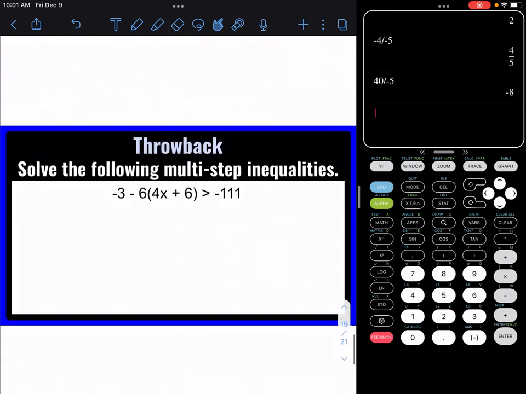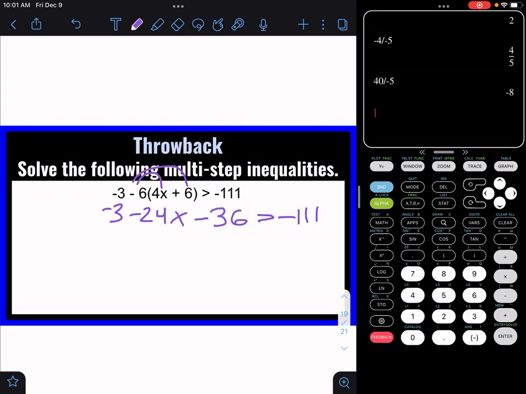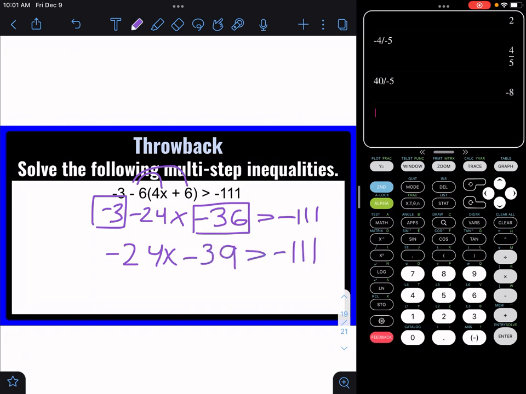Let's just look at a little throwback. Let's solve this multi-step inequality. Let's make sure we remember how to solve multi-step inequalities. Leave the negative 3 alone. Now let's multiply negative 6 times 4 is negative 24x. Negative 6 times 6 is negative 36. Is greater than negative 111. Now combine like terms. Negative 3 minus 36 is negative 39. Which is greater than negative 111.